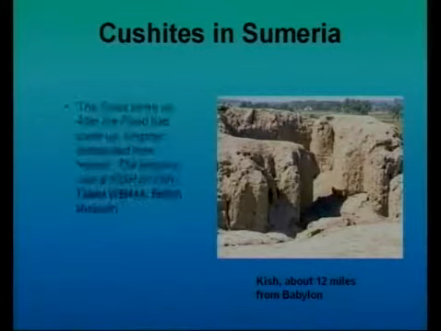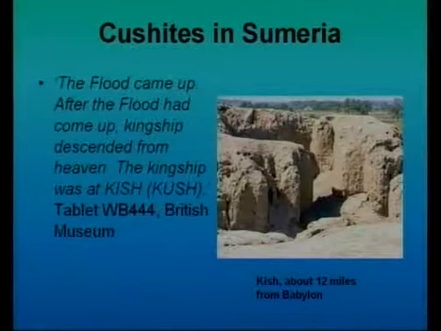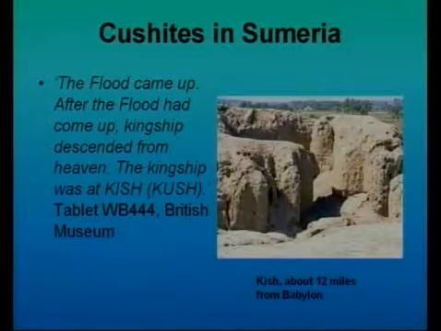There is a clay tablet which is housed in the British Museum, which speaks about this, and it says, "The flood came up. After the flood had come up, kingship descended from heaven." The kingship was at Kish or Cush. And of course they have many records of the flood. But what they speak about is the kingship, the kings first coming from heaven.